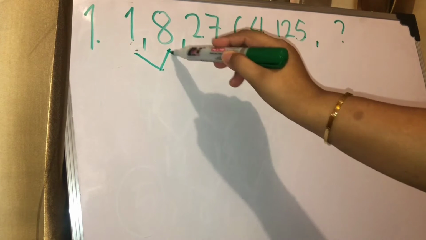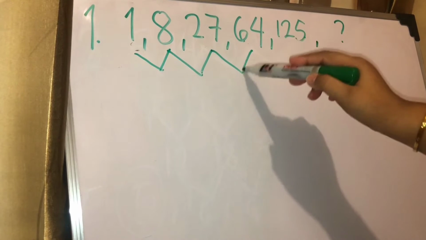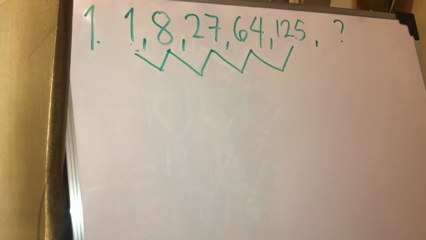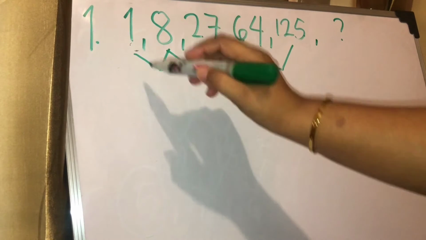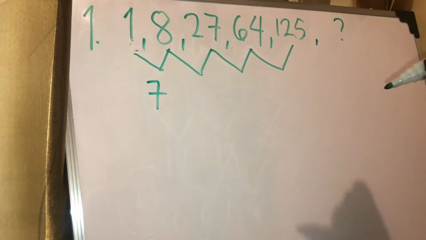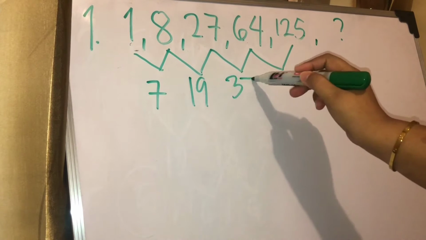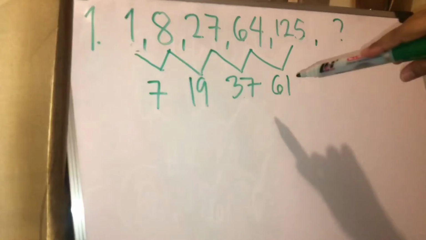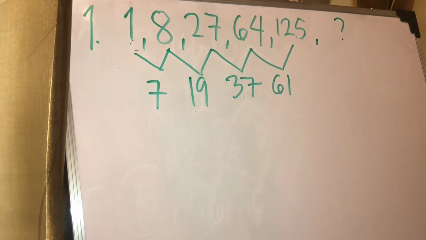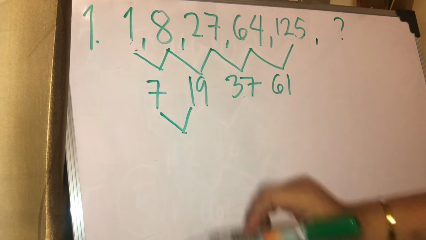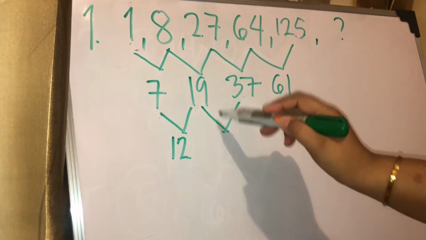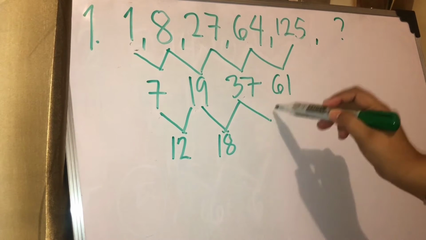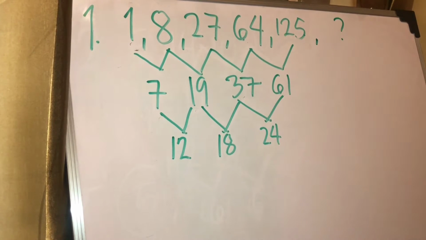Find their differences from the first number to the last number. So if you notice, 8 minus 1 is 7, 27 minus 8 is 19, 64 minus 27 is 37, 125 minus 64 is 61. In this case, we can find the pattern. So I try to find the differences again. 19 minus 7 is 12, and 37 minus 19 is 18, 61 minus 37 is 24.